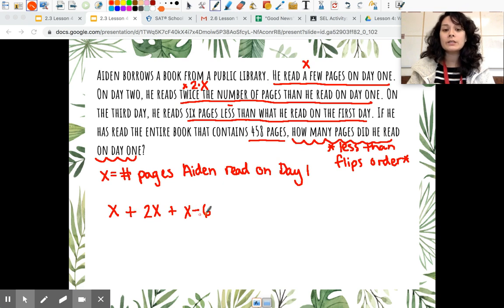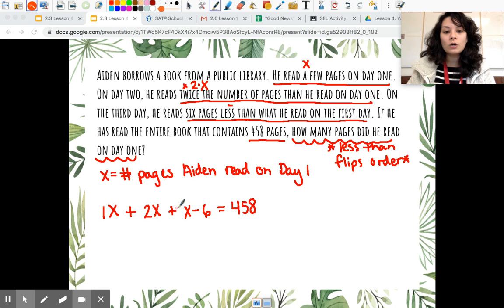So here's the entire sum of all the pages he read across all 3 days, and if I add that all up, it should equal the number of pages he read in total, which we were told was 458. I now have a multi-step equation, so I'm going to go through my checklist where I look for parentheses to see if I have to distribute. I don't have parentheses, so the next step is to combine like terms. I have a few x terms that I can combine.